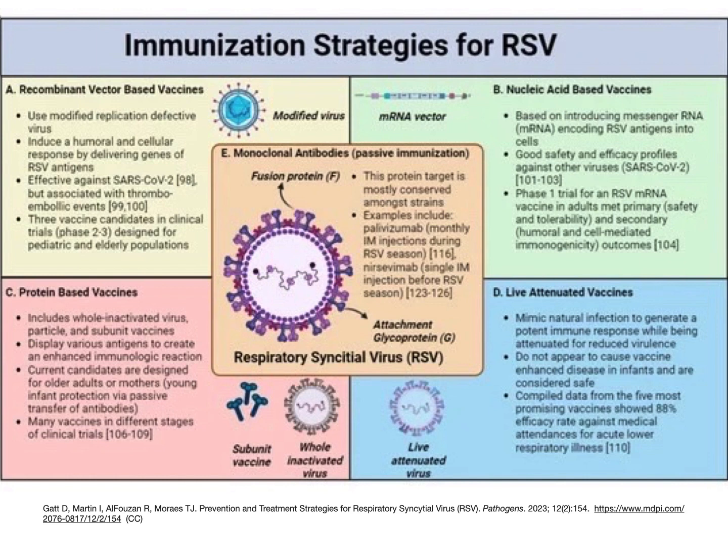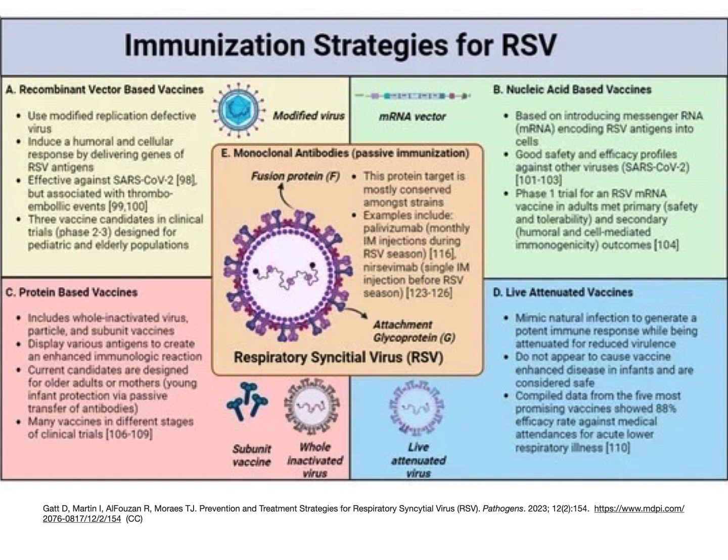D. Live attenuated vaccines. Mimic natural infections to generate a potent immune response while being attenuated for reduced virulence. Do not appear to cause vaccine-enhanced disease in infants and are considered safe. Compiled data from the 5 most promising vaccines showed 88% efficacy rate against medical attendances for acute lower respiratory illness.